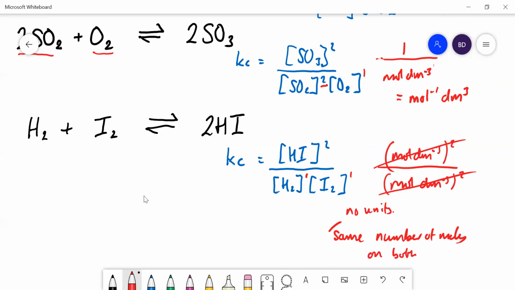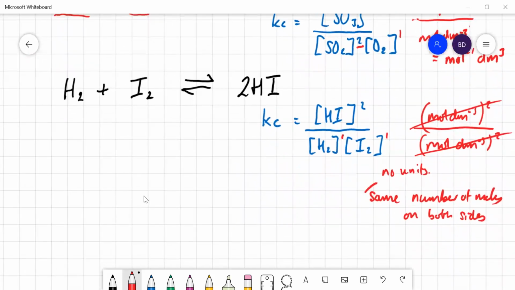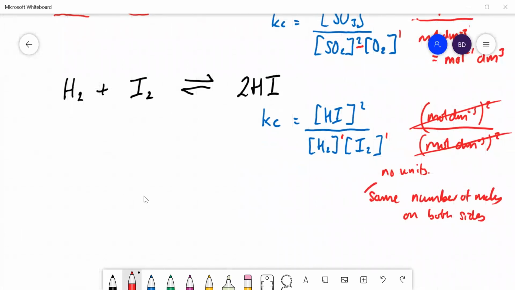We'll see that this makes calculations a bit easier sometimes, in the next few videos, and they quite often ask questions where you do have the same number of moles on both sides, because it makes the calculations a little bit more straightforward, and sometimes you wouldn't be able to do them if you had a different number of moles on either side.